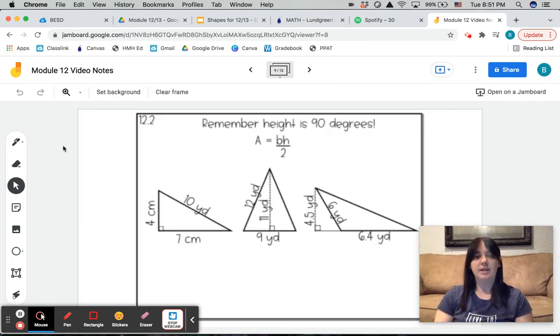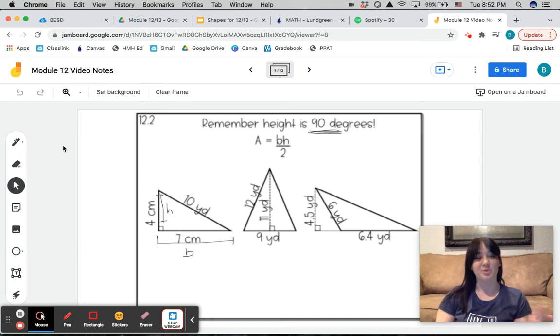So let's find the area of these 3 triangles. Now remember, the height is always 90 degrees, and then area equals base times height divided by 2. So let's do this one on the left. Our height is always 90 degrees, and it's connected down to that base, which here we have our base, and this would be our height.